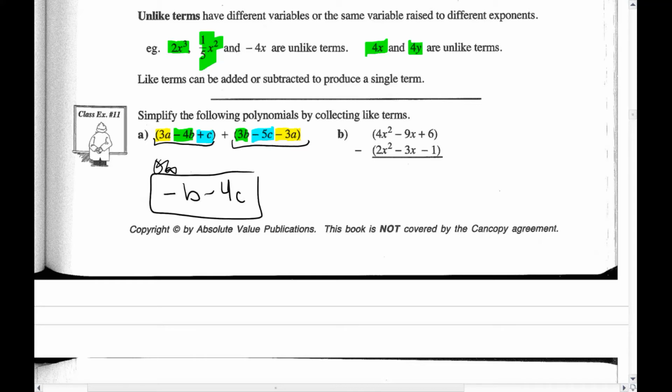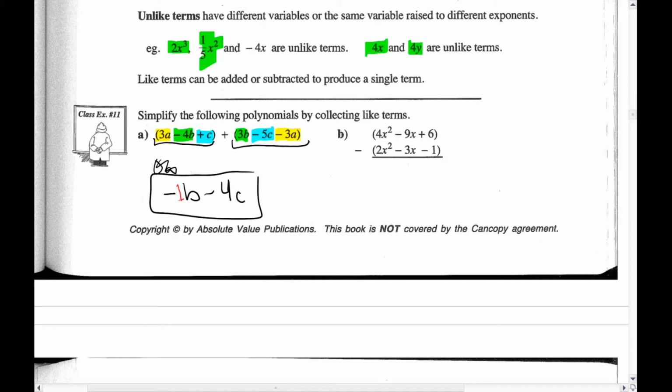We are adding those two polynomials together. The a terms cancel out because if you have 3 sheep and you take 3 sheep away, you have 0 sheep. Same thing with a's. We have negative 4b. We're going to add 3b, so now we have negative 1b. You don't have to write that 1 there. You can, but if you just have one of them, you can just write it as negative b. And then, of course, positive 1c plus negative 5c gives us negative 4c's.